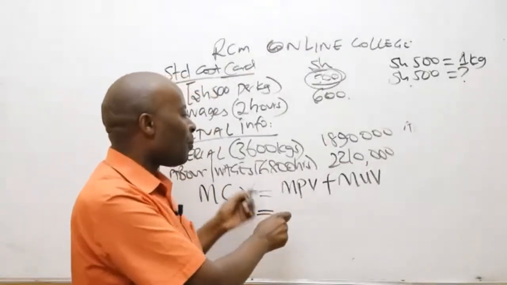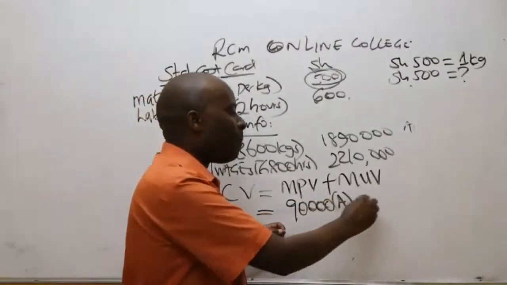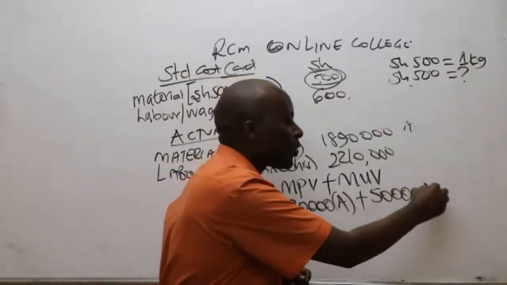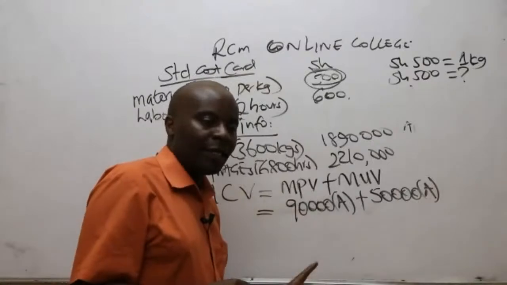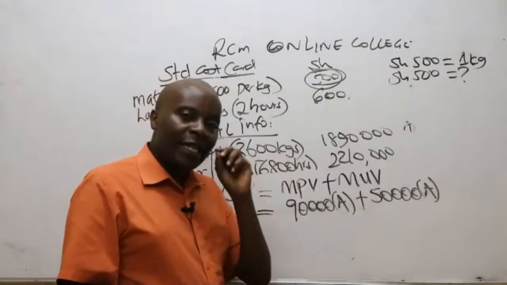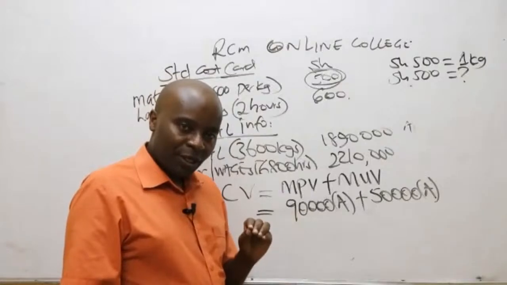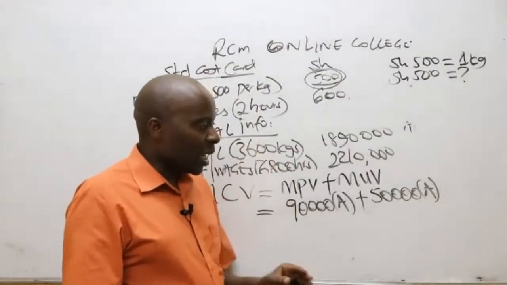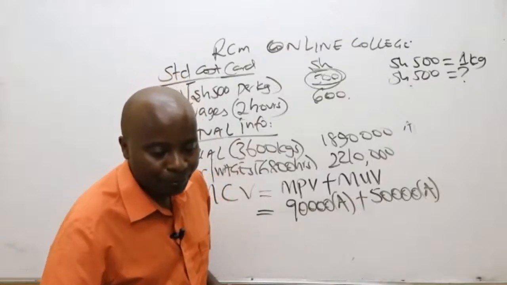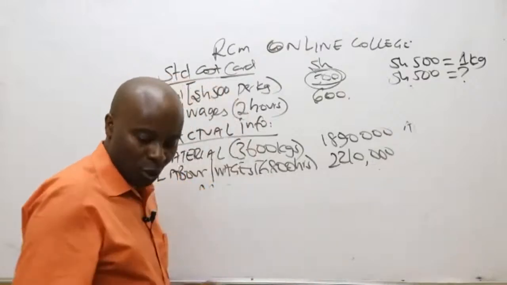So our material price variance, we had obtained it up there. It was 90,000 adverse, plus our material usage variance, which we got somewhere there, which is 50,000 adverse. And therefore, if you add the 2, you'll end up getting 140,000 adverse.